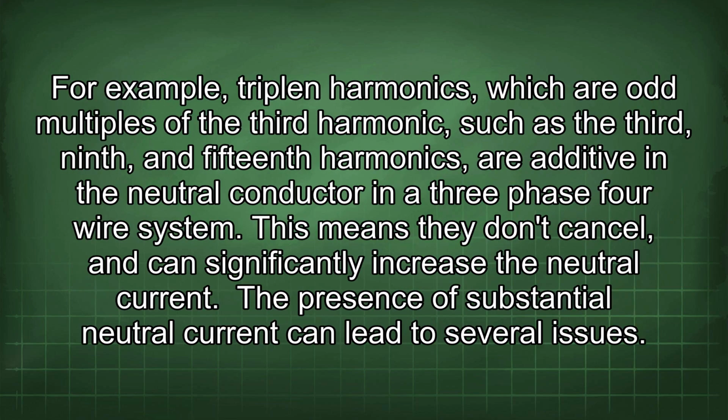For example, triplen harmonics, which are odd multiples of the third harmonic, such as the third, 9th, and 15th harmonics, are additive in the neutral conductor in a three-phase four-wire system. This means they don't cancel and can significantly increase the neutral current. The presence of substantial neutral current can lead to several issues.